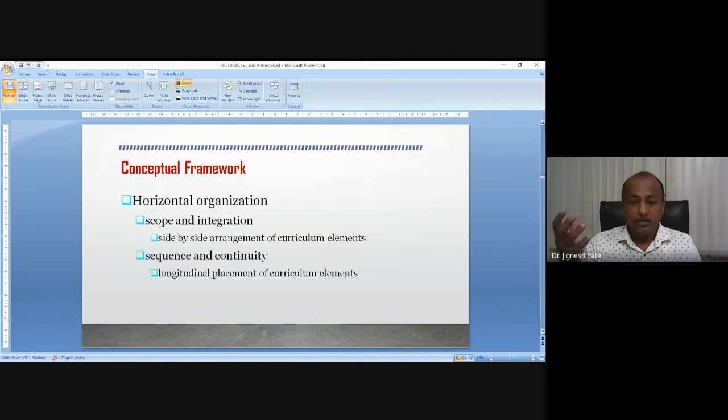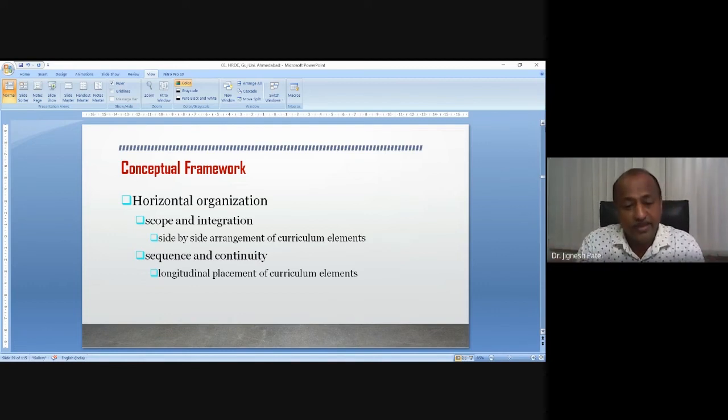Then the conceptual framework. While talking about curriculum design, we have to focus on the conceptual framework, how the framework should be, whether it should be a horizontal organization or a vertical one. While talking about the horizontal organization, scope and integration should be there. That should be a side by side arrangement of the curriculum, side by side, one subject, another subject, third subject.